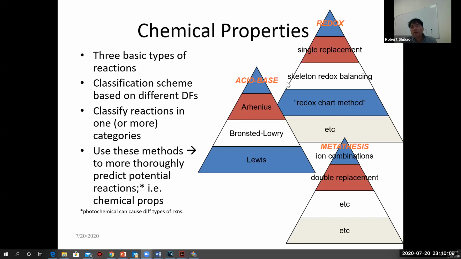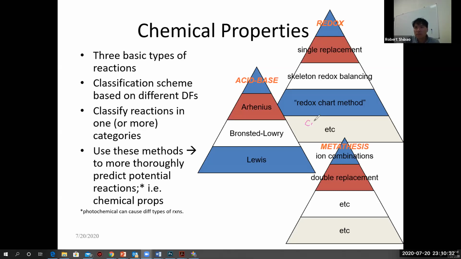And so the classifications go like this. For example, when we're looking at redox, there are a whole bunch of subcategories here, like single replacement, which we talked about with the chart method, skeleton. These are the basic types of redox reactions that we encounter. Combustion. Combustion I forgot to include here, but combustion's important. Combustion of hydrocarbons and carbon, hydrogen, oxygen compounds to yield CO2 and water. That's complete combustion. And so combustion reactions fall into the redox scheme.